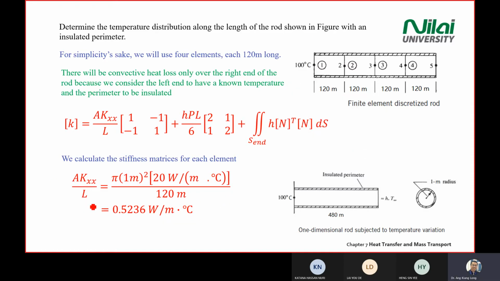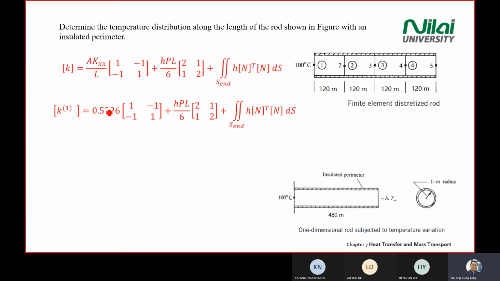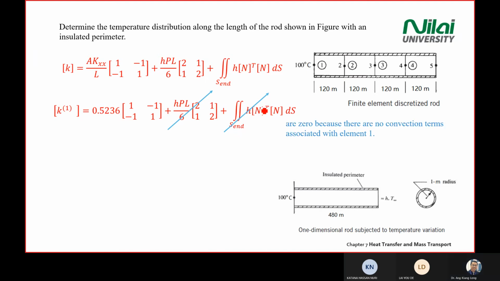So you get AK divided by L. You get one value. The next one, you just substitute the value inside there. For element 1, if you look at this element, you don't have convection happen. You cancel the second term and third term. So for element 1, we only look at this one.